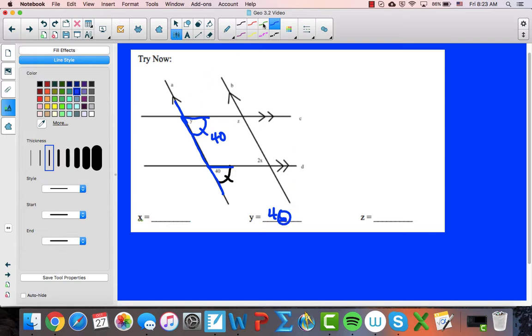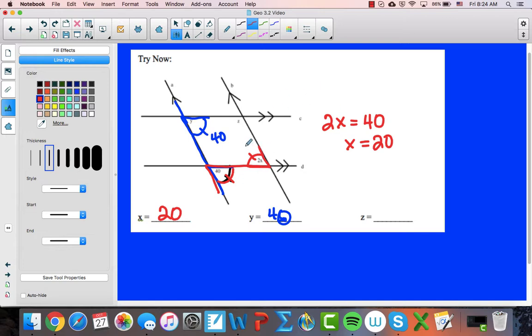Okay. I see x over here, and I'm going to use a different color. I see 2x, and if I extend one of the sides to 2x, I can actually find my way to the 40. And if you look, there's that beautiful z. So these are alternate interior angles, and they are congruent. So 2x equals 40, and x equals 20. Okay? All right, and then z.